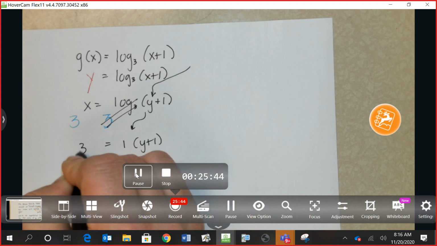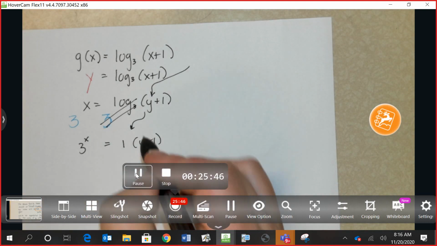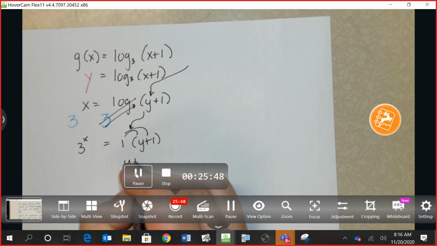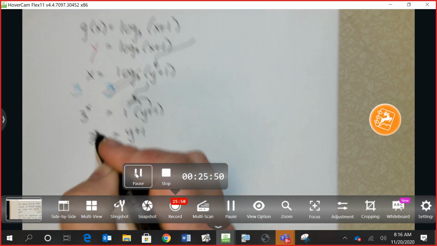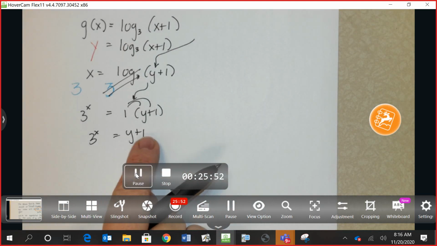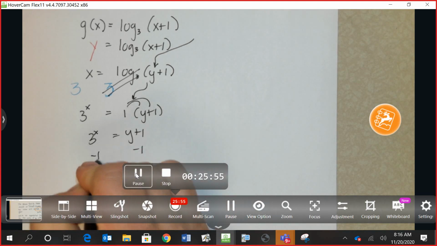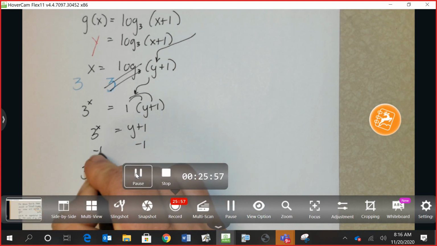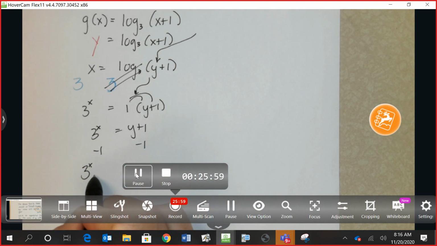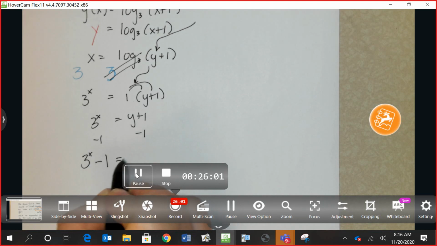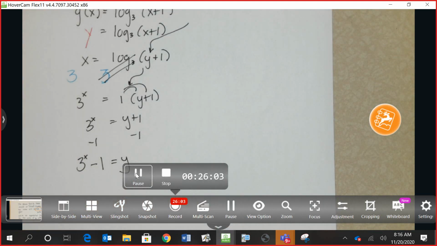Whatever's in back of it. Now, when I distribute by that 1, it doesn't do anything. And the very last step to isolate the y is to subtract the 1 from the opposite side. Now, notice that the 1 is not going to be up top in the exponent. It's at the same level as the 3. That is important.